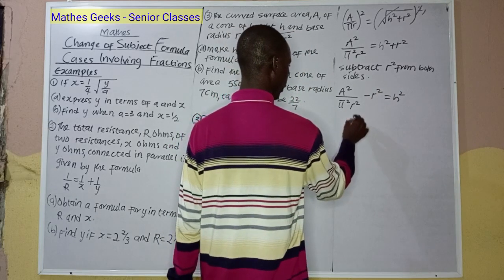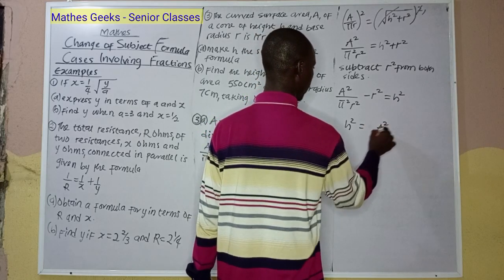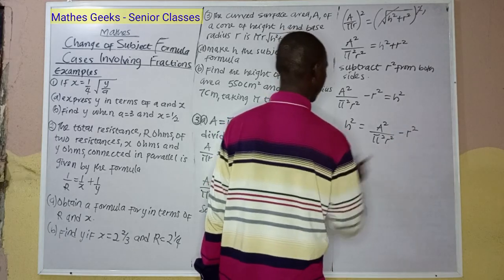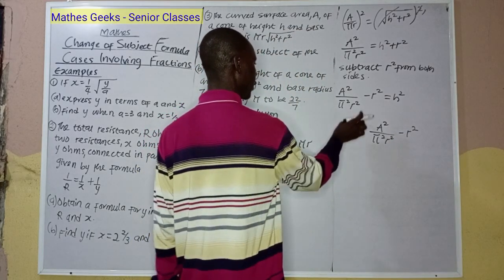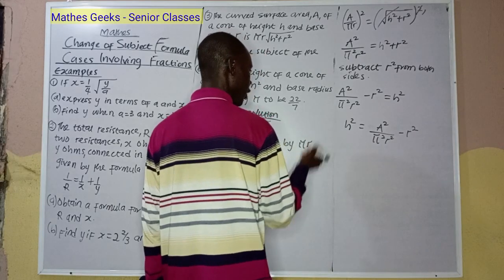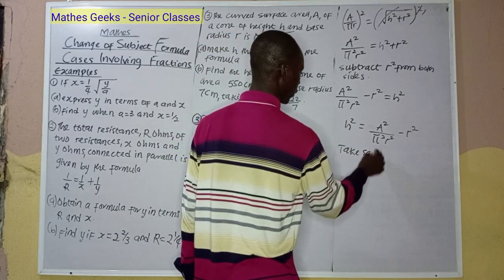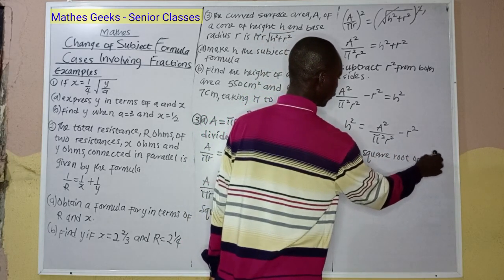So we can say h squared is equal to A squared over pi squared r squared minus r squared. But it's h we want to stand alone, not h squared. So we want to eliminate the power. To eliminate the power, we say take the square root of both sides.